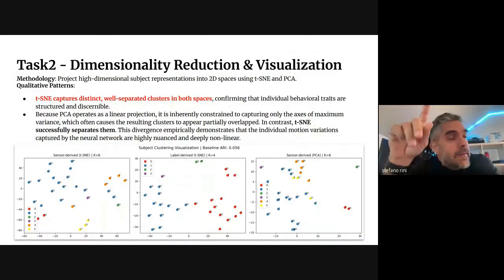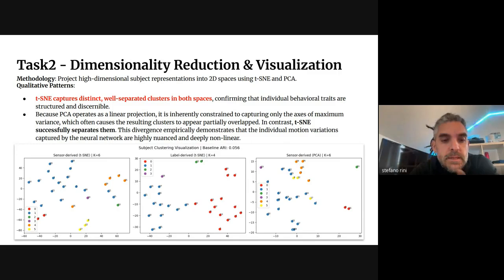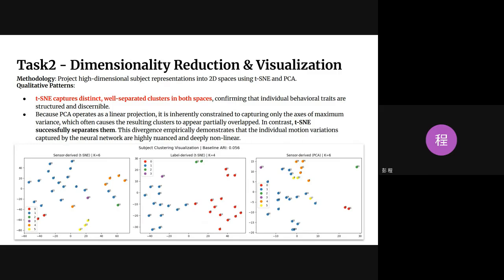Let me correct you. I think you want to say non-linear dependencies versus linear dependencies. So PCA captures linear dependency and t-SNE non-linear dependency. Go ahead. Okay. Next page.